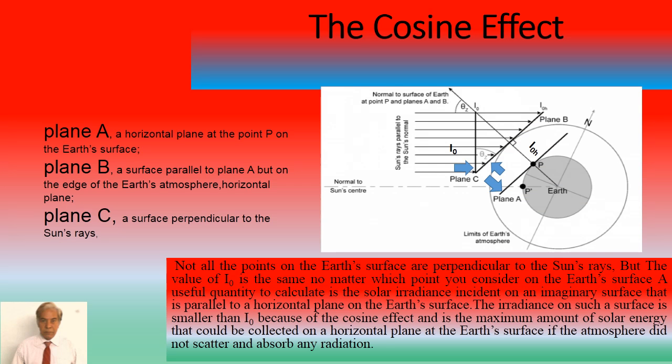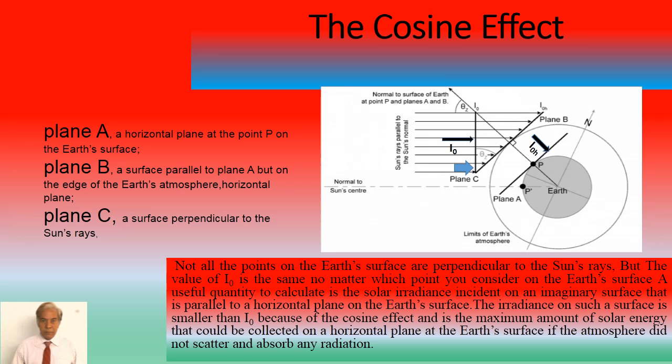Right. Consider plane A, a horizontal plane at the point P on the Earth's surface. Then let us consider plane B, a surface parallel to plane A, but on the edge of the Earth's atmosphere, horizontal to the plane. Then let us consider plane C, a surface perpendicular to the sun rays. Not all the points on the Earth's surface are perpendicular to the sun rays, but the value of I0 is the same no matter which point you consider.